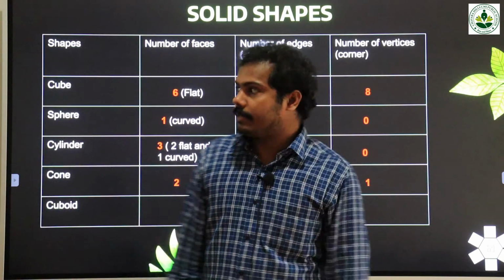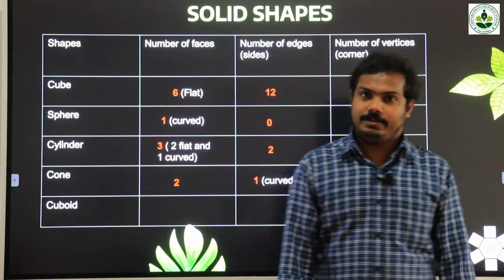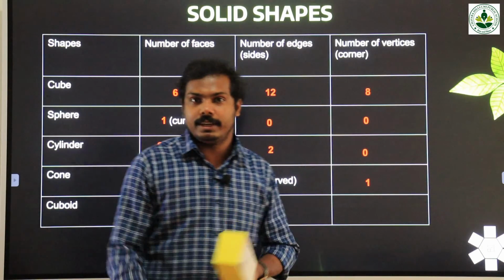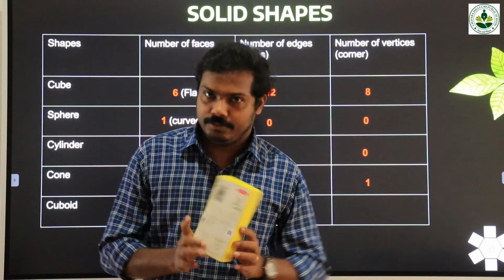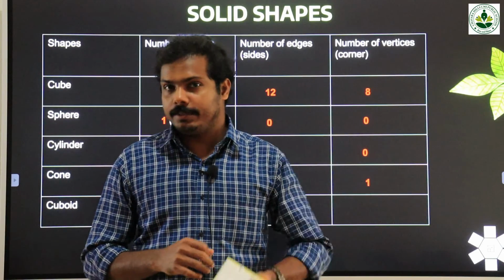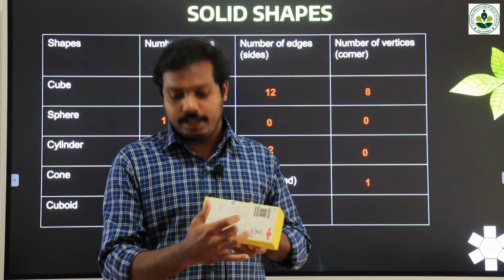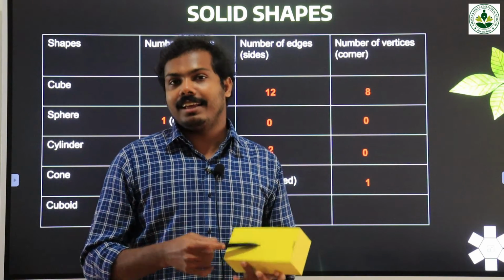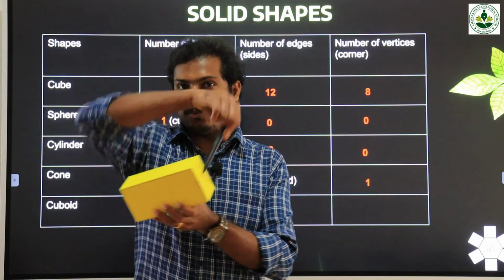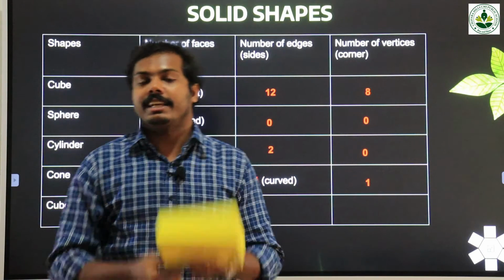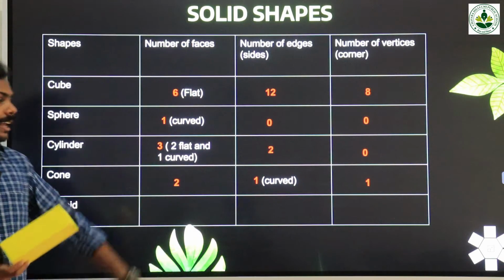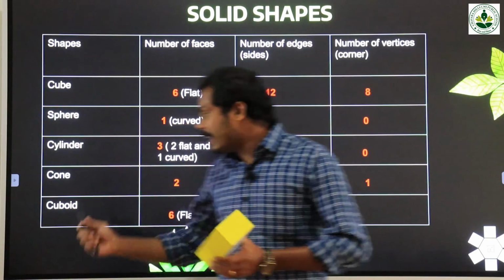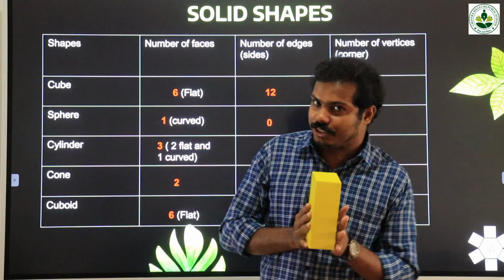The next shape, that is cuboid. Here, this one is a cuboid. The number of faces of a cuboid, that is 1, 2, 3, 4, 5, 6. The number of faces here is 6. The number of faces of a cuboid are 6, that are flat shaped.